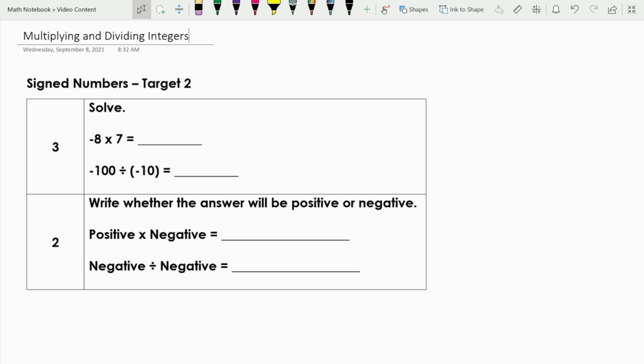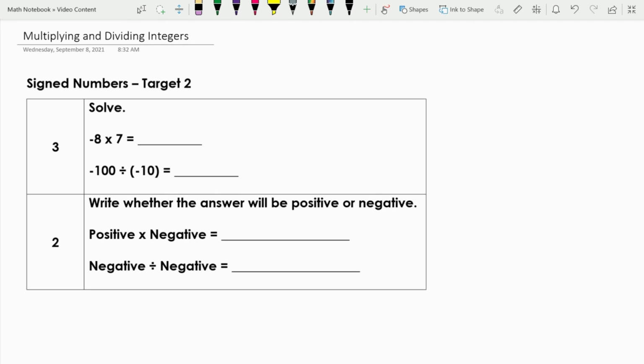All right, today we're going to go over multiplying and dividing integers. This is to help you understand the quiz over our 3 questions of multiplying and dividing integers. On the side, you're going to see a level 3. That 3 just means this is a level 3 question, and the 2 represents a level 2 question. We're going to start with the level 2.